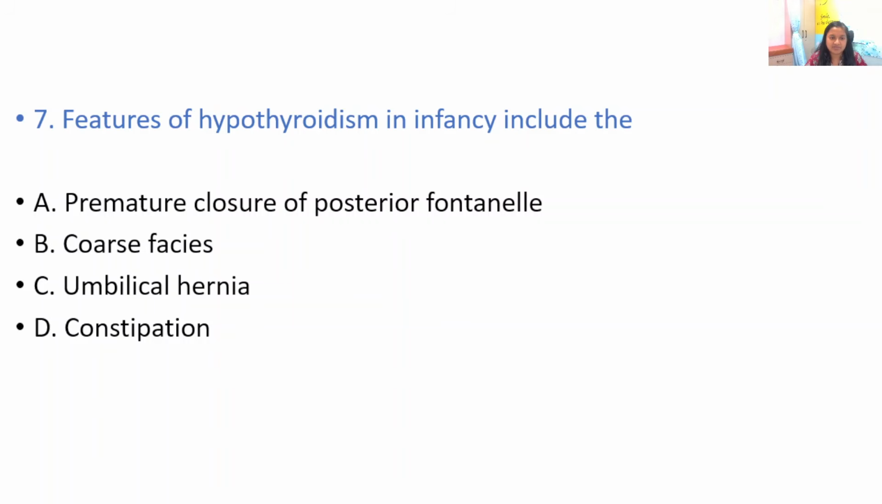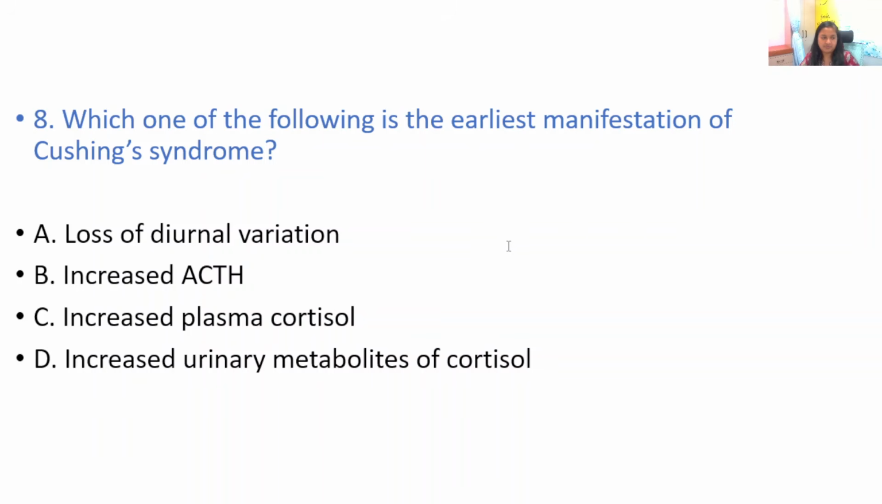Features of hypothyroidism in infancy include the premature closure of posterior fontanelle. No, there is delayed closure of fontanelles. Coarse facies, umbilical hernia, constipation. Yes, these are all features of hypothyroidism. Premature closure of fontanelle, no, this is not a feature. This is an all except answer. So features of hypothyroidism include coarse facies, umbilical hernia, constipation, but not premature closure of posterior fontanelle.